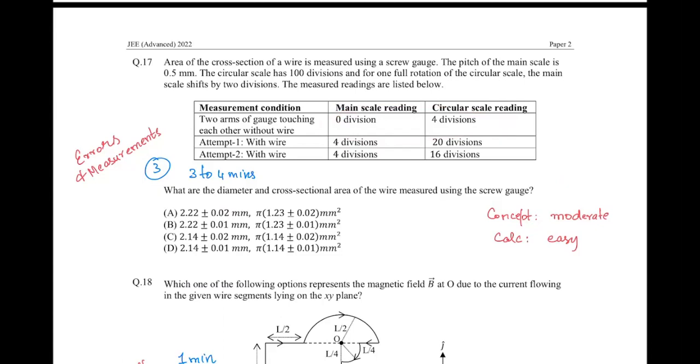Things are not directly conveyed in this, that there is positive zero error or negative zero error. So based on the data that is given, you are required to interpret that carefully and you need to solve it. So interpretation will take time, but calculation wise, it is definitely a very easy question. I'm saying concept wise moderate because you need to interpret the concept correctly and then you need to approach.